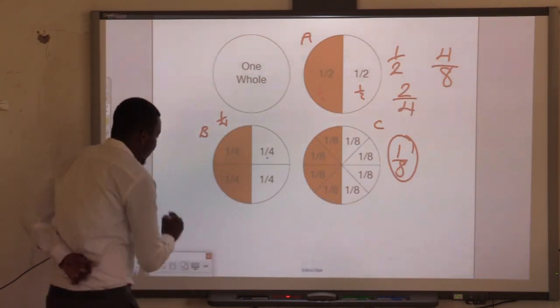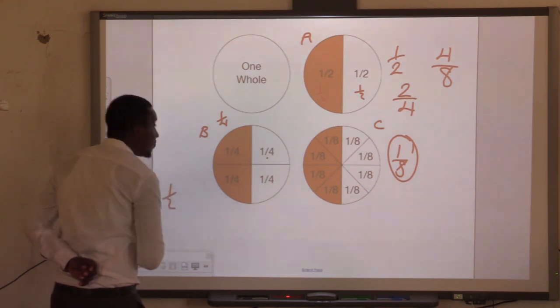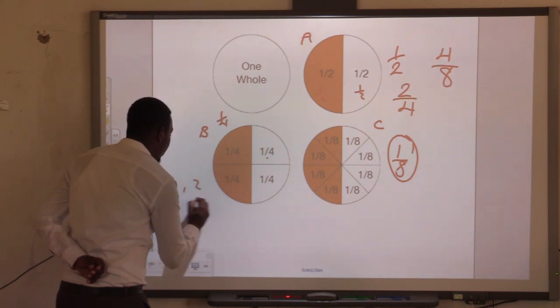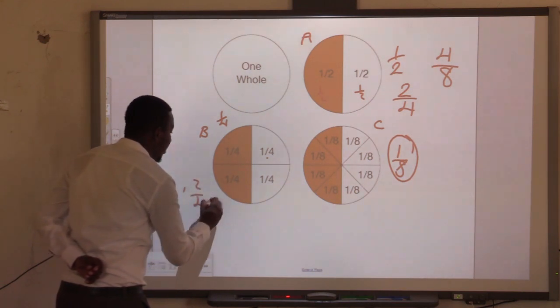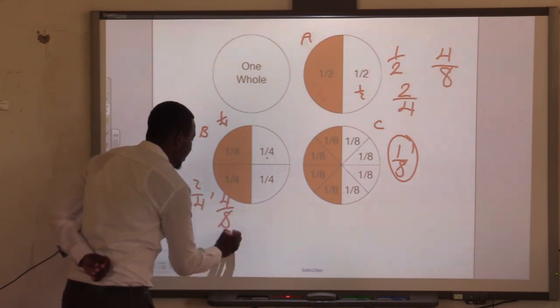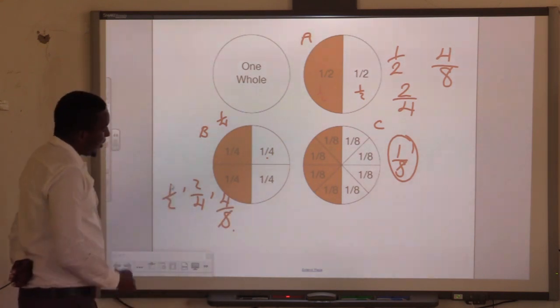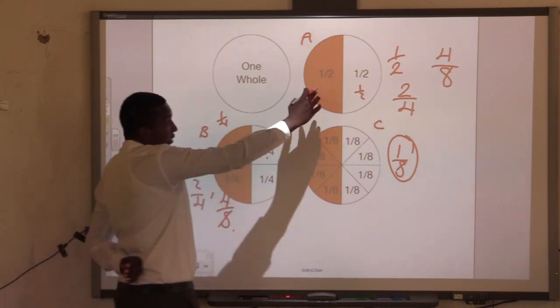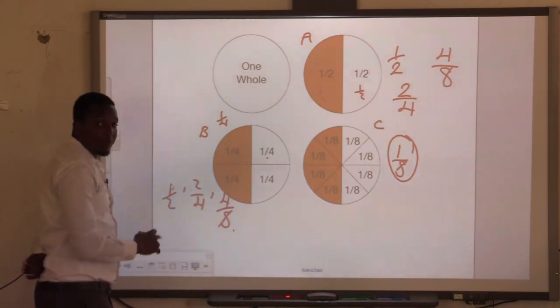The first one we have 1/2. The second one we have 2/4. And the third one we have 4/8. Let's look at these 3 fractions based on the diagrams, then we come down to the numbers.